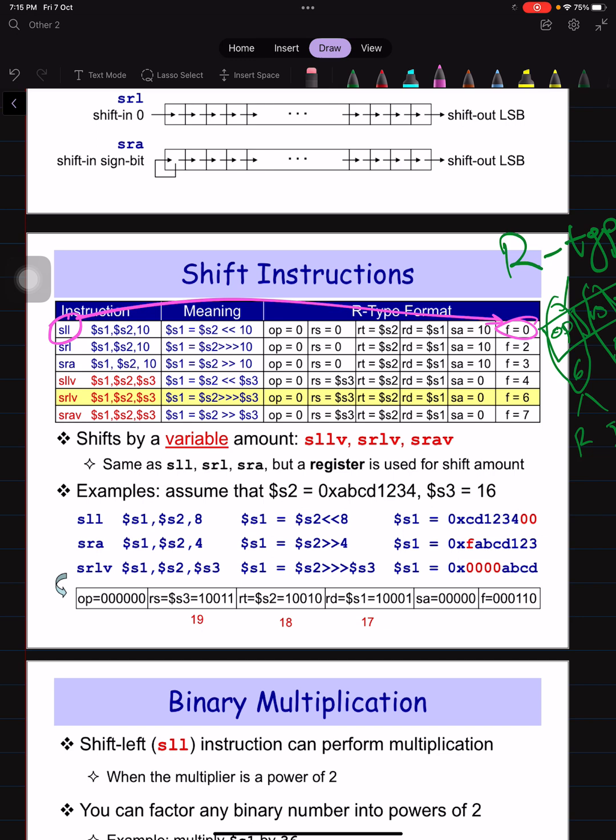Here he took an example. Of course, here we have what exactly? We have shift left logical, shift right logical, shift right arithmetic, and we have shift left logical variable. What does variable mean? Instead of putting a constant 10 for you, he puts a variable. What does variable mean? A register that you can go and access. So this is actually a real difference here.